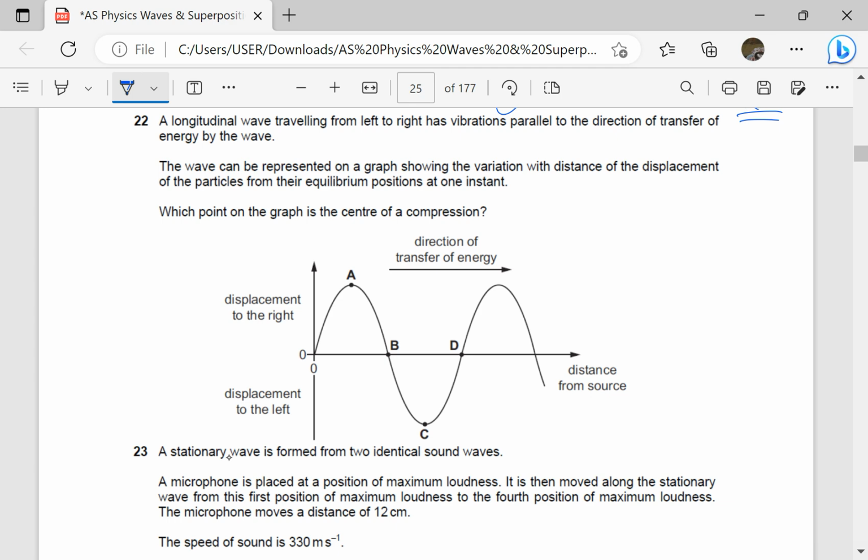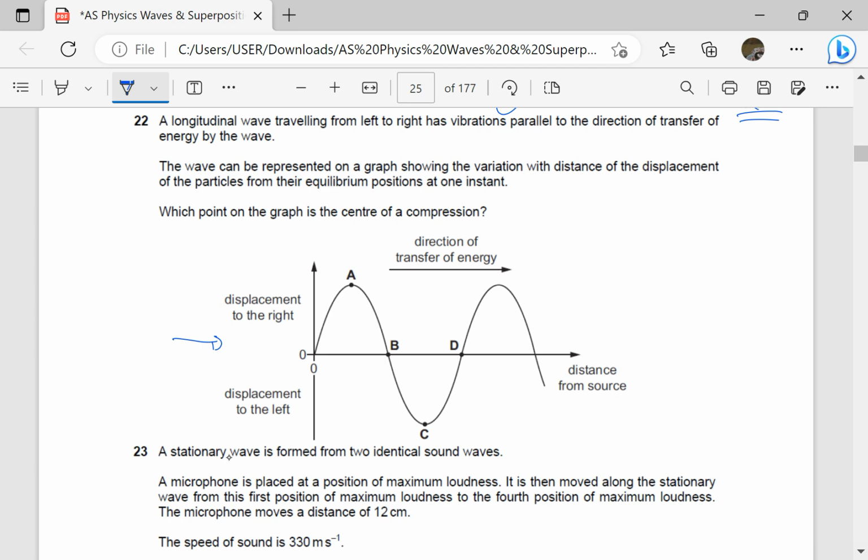The wave can be represented on a graph showing the variation with the distance of the displacement of the particles from their equilibrium position at one instant. Note that the wave is traveling from left to right, and this graph is showing distance from the source. Which source is on the left? Which point on the graph is the center of a compression?